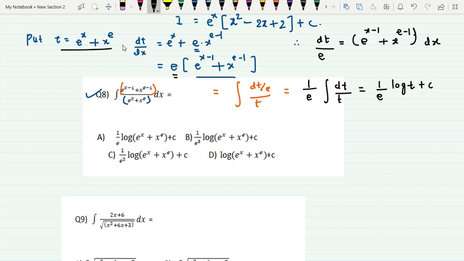But t is what? t is e raised to power x plus x raised to power e. So our integral I will be equal to 1 upon e log of e raised to power x plus x raised to power e plus c. So here is the option: 1 upon e log of e raised to power x plus x raised to power e plus c. So option A is the right option.